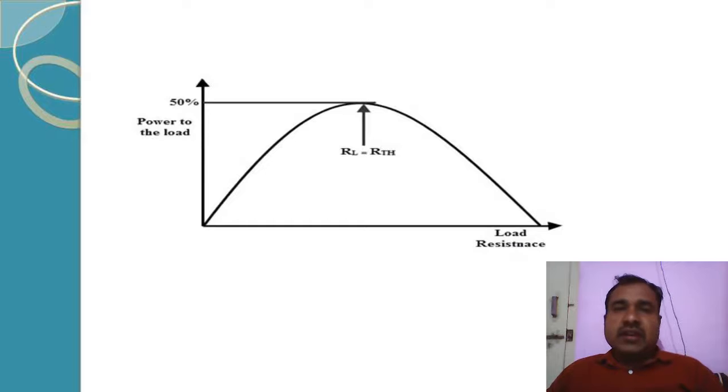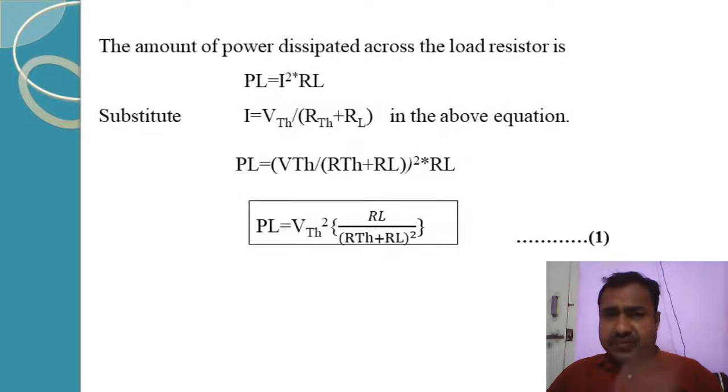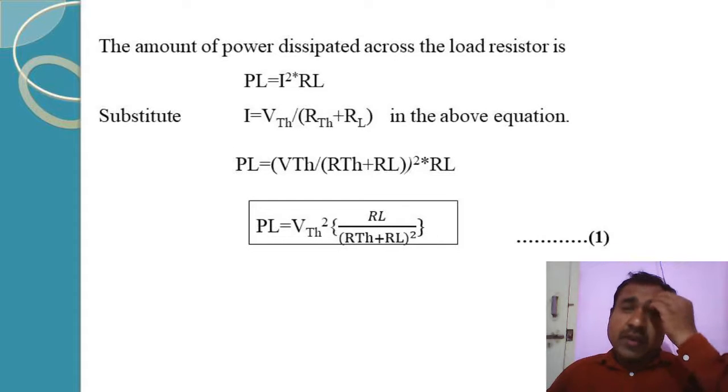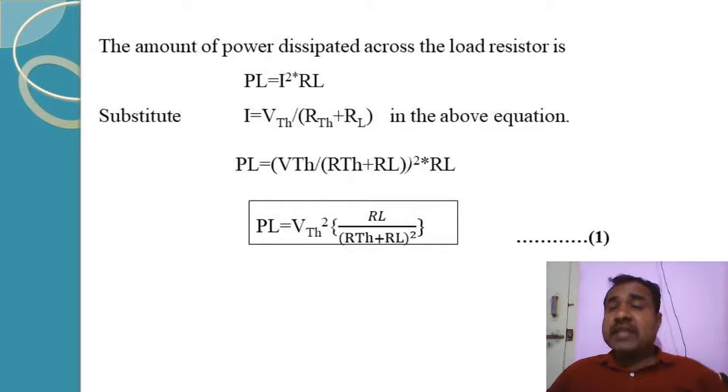Pictorially, the power delivered to the load is maximum when RL is equal to RTH. The amount of power delivered to the load, which I call PL, is equal to I square into RL, where I is the current flowing through the load resistance and RL is the load resistance.